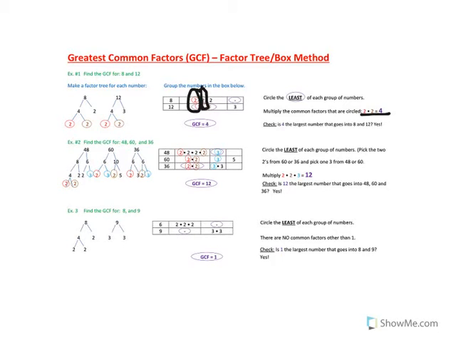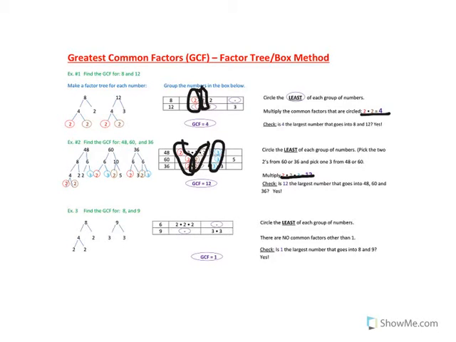For 48, 60, and 36, I broke that down into its prime factorization. 48 is 2 times 2 times 2 times 2 times 3. 60 is 2 times 2 times 3 times 5. And 36 is 2 times 2 times 3 times 3. Once again, I'm going to circle all of my pairs that match. I have 3 2's and another set of 3 2's, and I have 3 3's. So 2 times 2 times 3 is going to equal 12. Greatest common factor is 12.